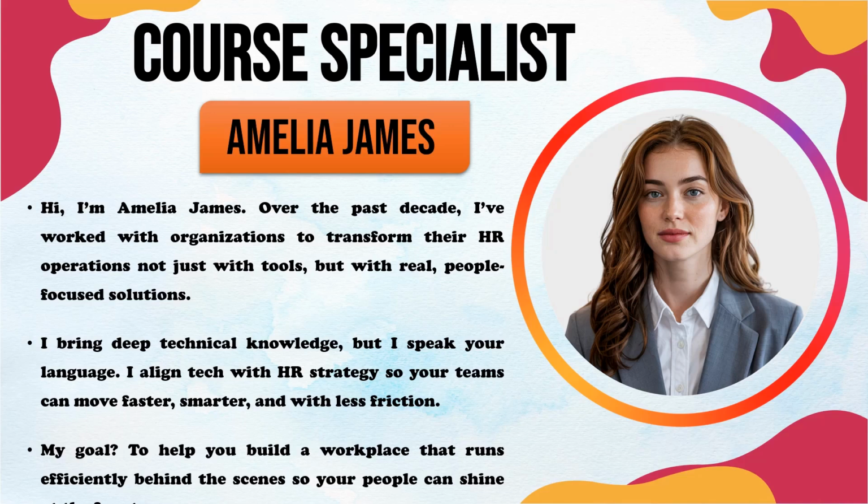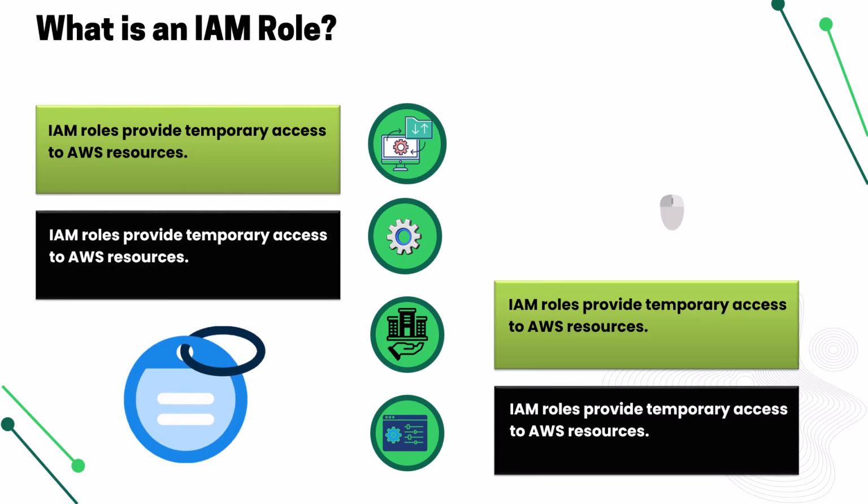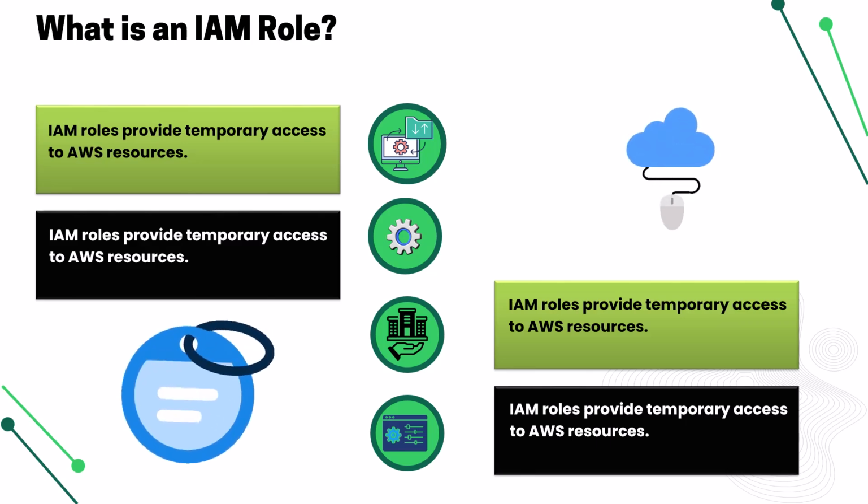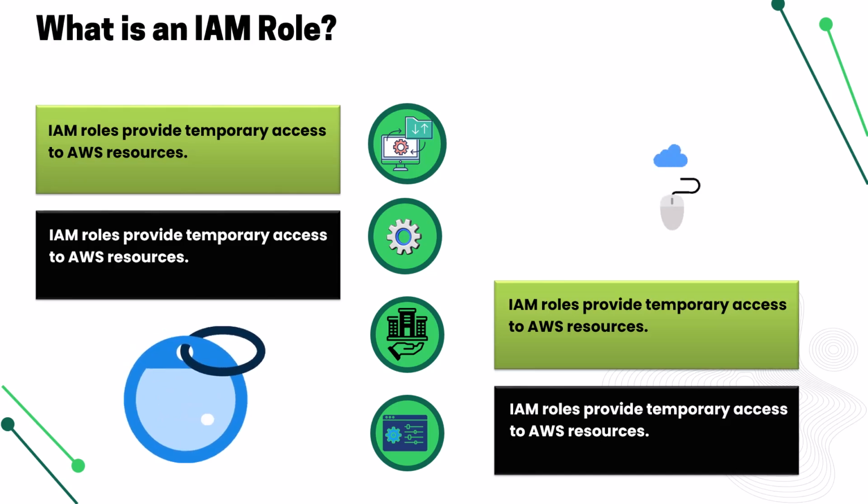IAM roles are like guest passes, temporary and controlled access. Instead of creating separate users, AWS lets you use these roles to define permissions efficiently. Whether for users, applications, or services, they keep security tight while simplifying access management.